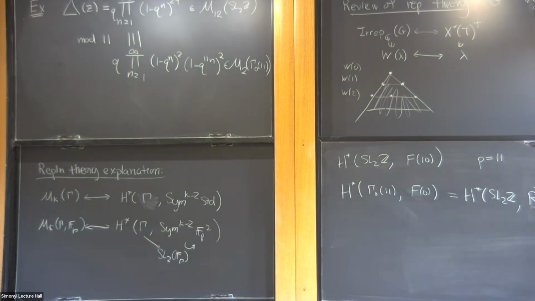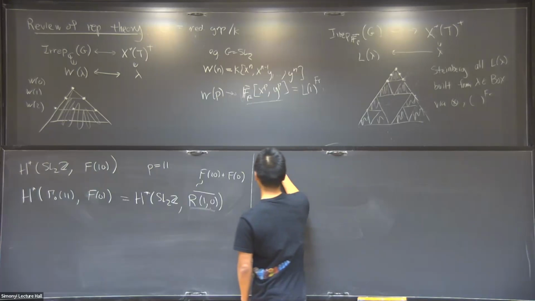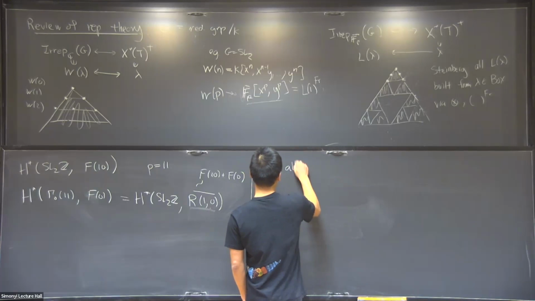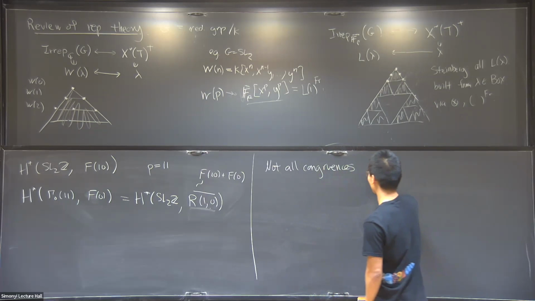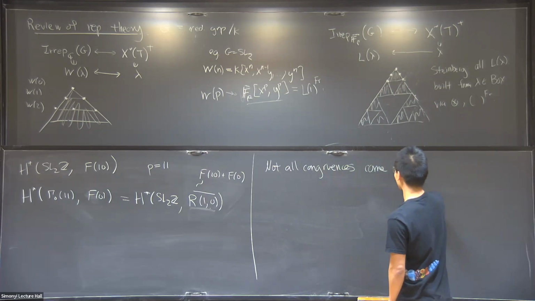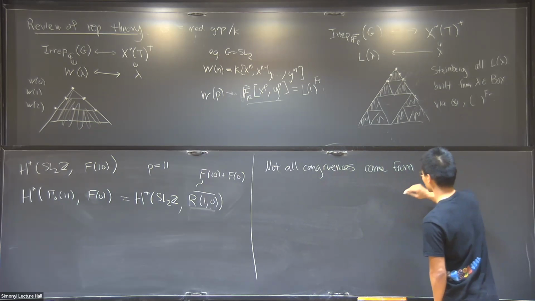Okay, so you may think, now I understand where all congruences come from. They just come from representation theory. But in fact, that's not the case. So not all congruences arise in this way. This is maybe the most naive source of congruences.